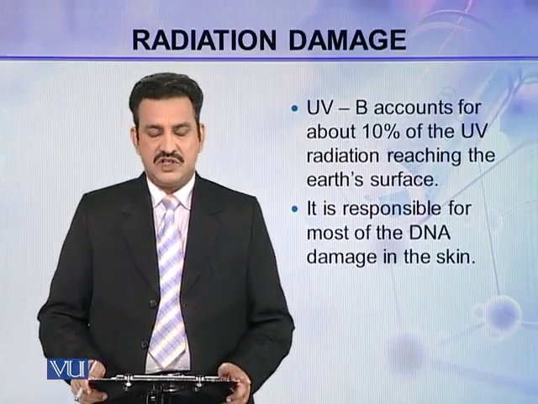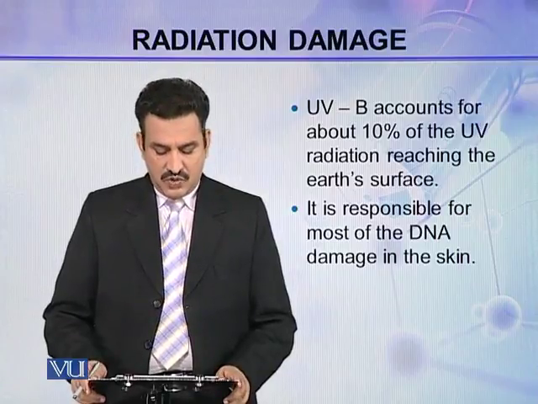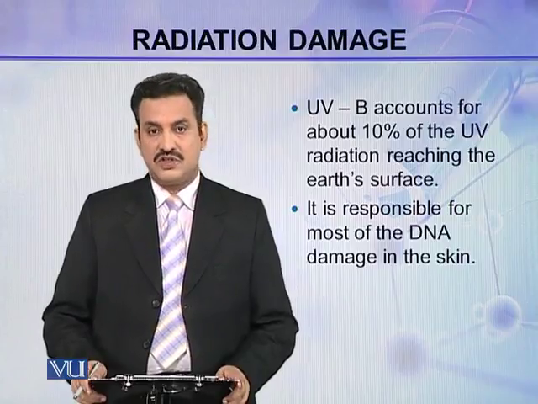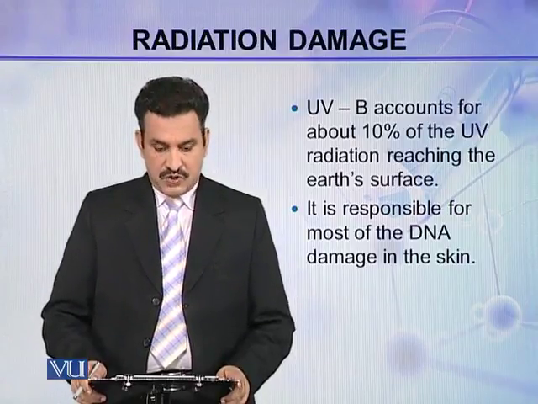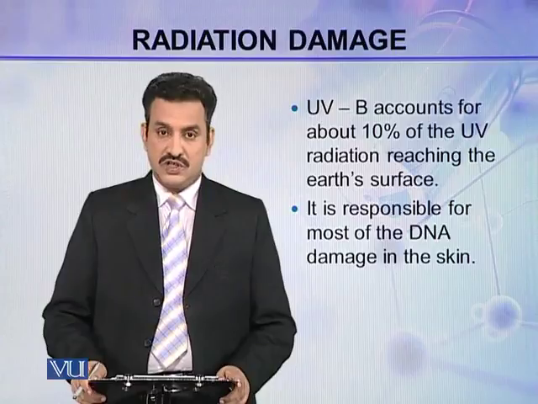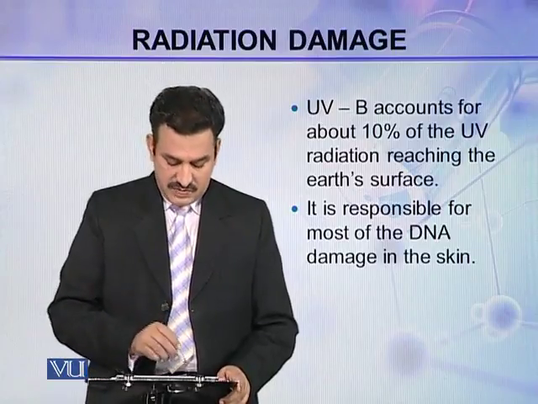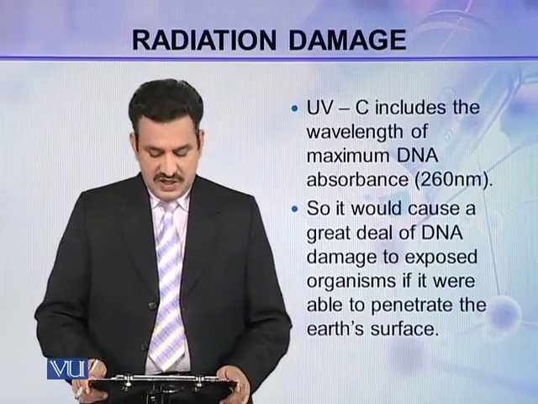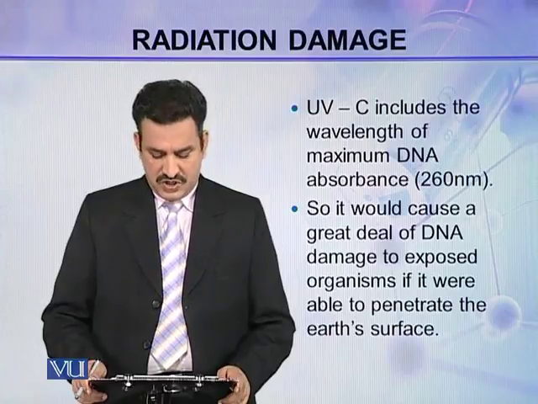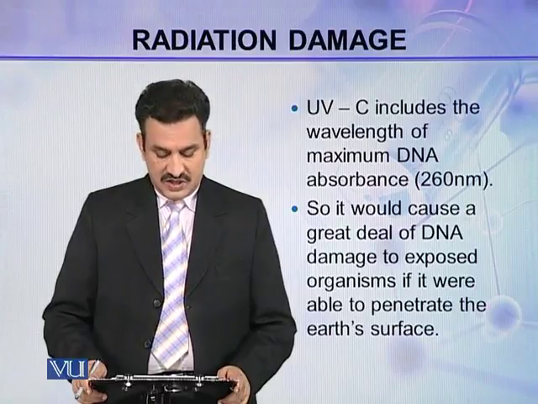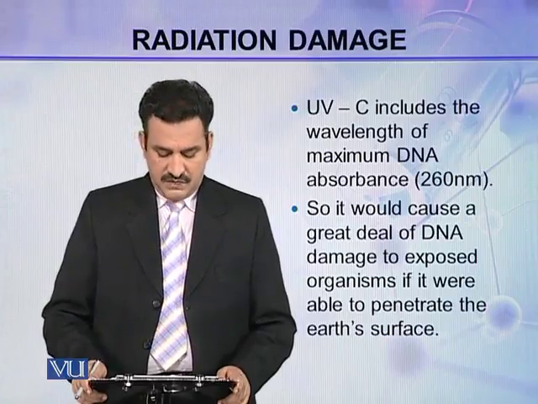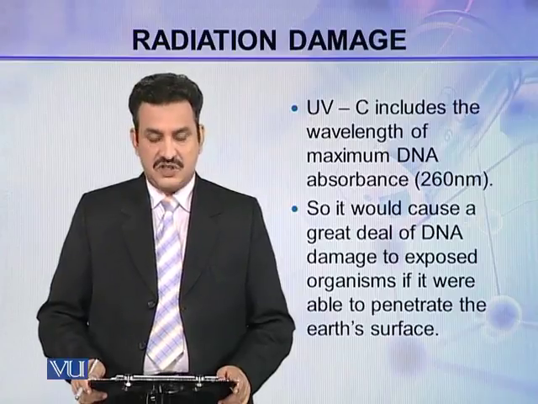UVB, which is the second band of UV light, accounts for about 10% of the UV radiations reaching the Earth's surface. It is responsible for most of the DNA damage in the skin cells because it is high energy, so it is more damaging. UVC includes the wavelength of maximum DNA absorbance, that is 260 nanometers. So it would cause a great deal of DNA damage to exposed organisms if it were able to penetrate the Earth's surface.